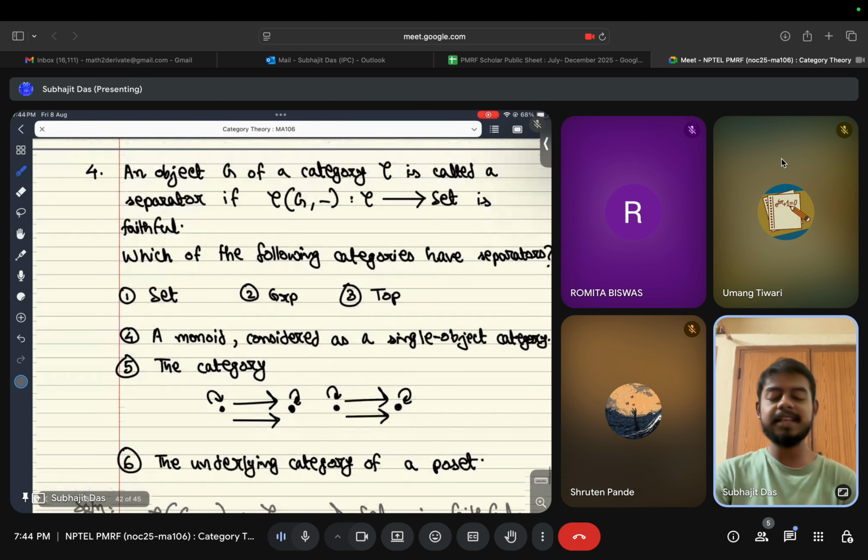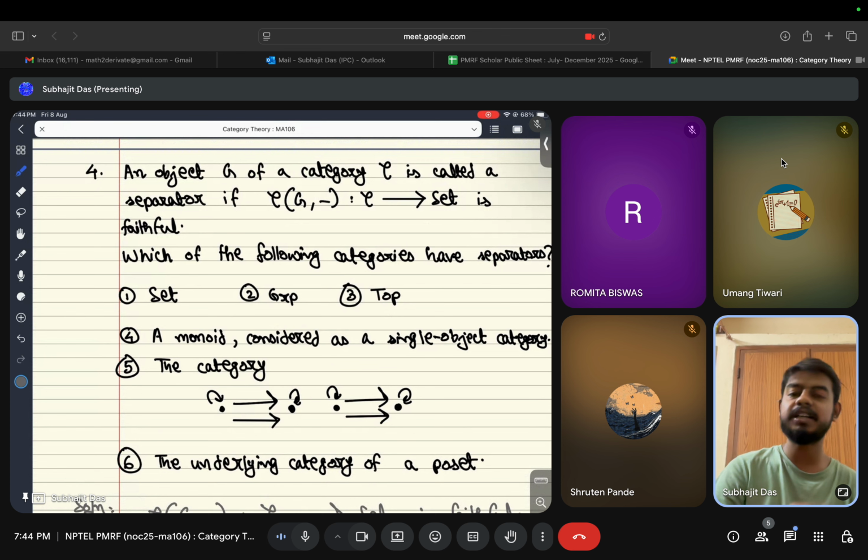So the question asks, which of these categories have separators? So using the equivalent condition that we have just proven, does the category Set have separators? Does it have a separator? What do you think?